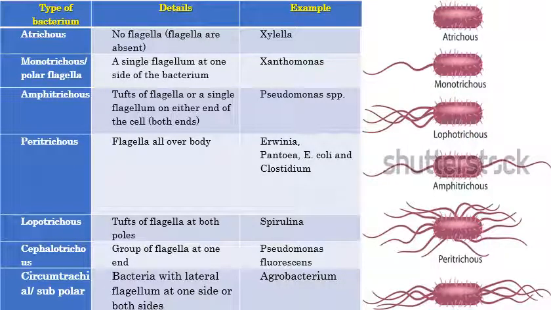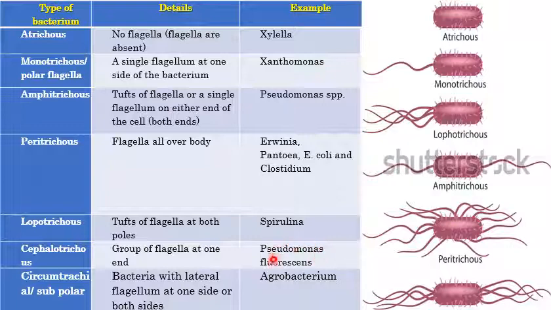Cephalo means head. In the head, only on one side do we have space for flagella to arise. You can remember that cephalo means head. Cephalotrichous means a group of flagella arising from only one end. Actually, it is wrongly placed here.